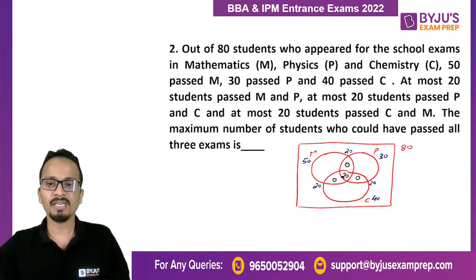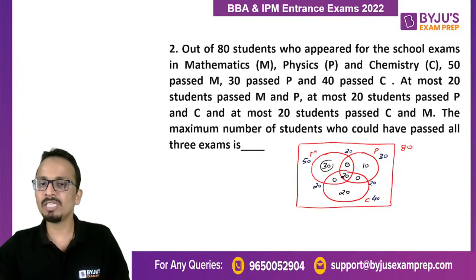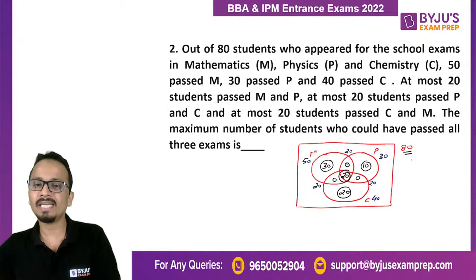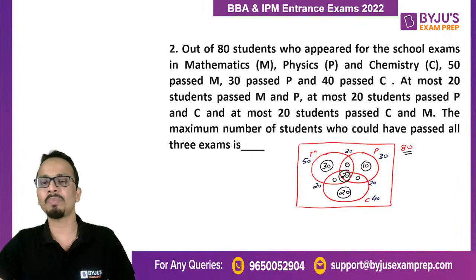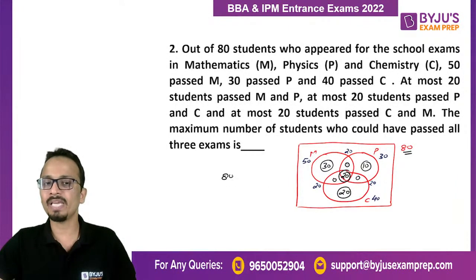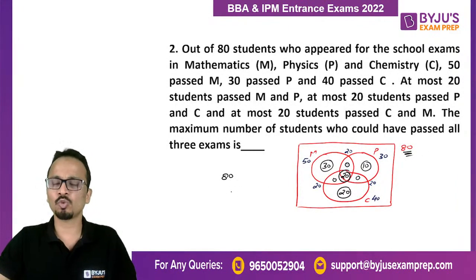Okay, fine. And the remaining value of only maths will be 50 minus 20, that is 30. Only physics will be 60 minus 20, that is 40, and only chemistry will be 40 minus 20, that is 20. Now just add up these values and see if the total is under 80 or not. So 30 plus 10, 40, 40 plus 20 is 60, and then the intersection part 20. So that is coming out to be 80, which is the total number of students in the class.